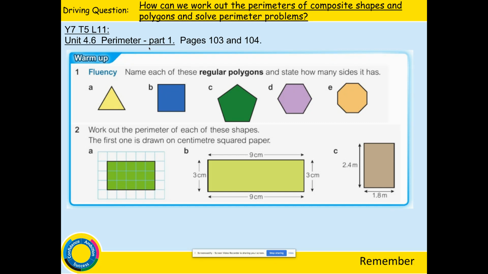Term 5, Lesson 11, Perimeter, Part 1. Okay, your remember task: see if you can remember the names of some shapes and work out some perimeters in Part 2. Press pause on the video, do the 2 questions, and then press play and we'll go through the answers.